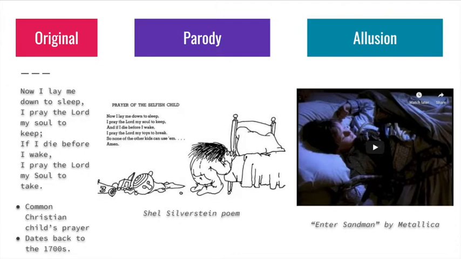Now over on the right, we're going to look at allusion. An allusion, it will reference that other work. And you'll do it because you want somebody to bring in those associations in to your work. So we're going to look at how Metallica actually brings in this original Christian prayer into their song Enter Sandman to create an additional mood for that song.